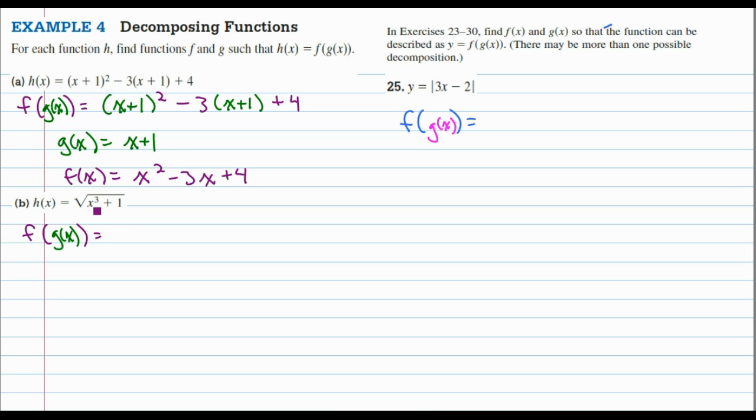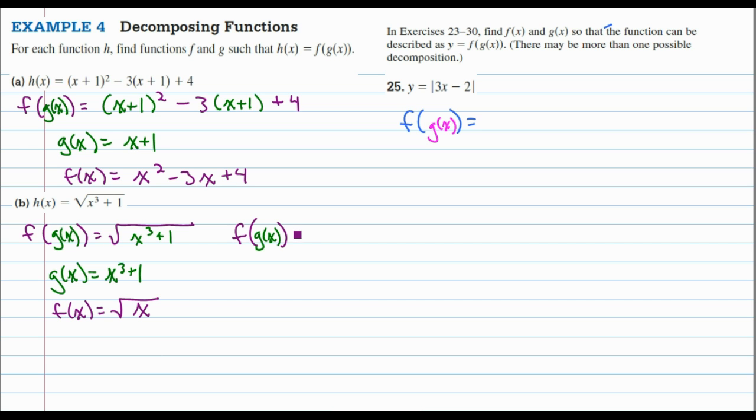I think that the simplest way to look at this one would be if the outside function f was the square root and the inside function was x cubed plus 1. Which means g of x, the inside function, is x cubed plus 1, and then the outside function, f of x, is the square root and then an input variable on the inside, so square root of x.